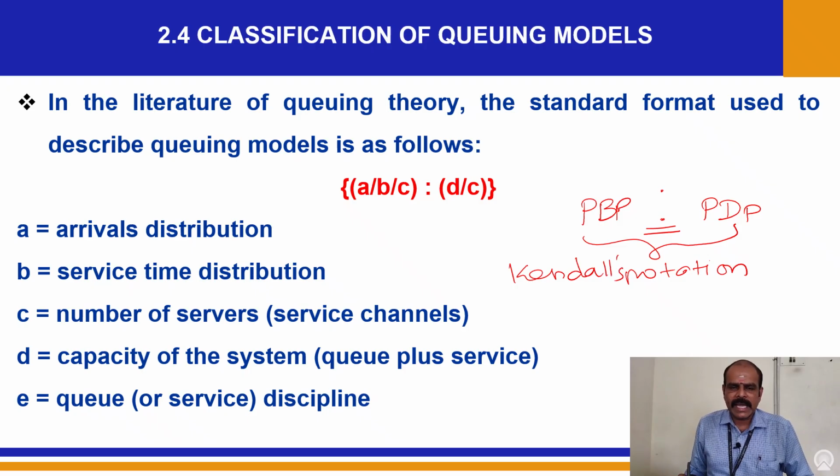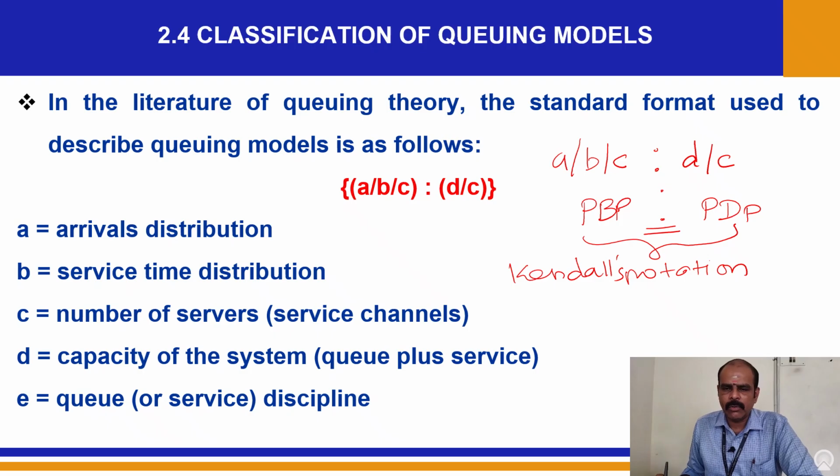Now what are the three elements present here? A slash B slash C in the birth part, and in the death part it is D slash C. In some cases even E might come, based on the speciality; it may or may not be there. In some cases C will be replaced by E based on the necessity. Now A is the arrival distribution, which by default we assume to be a Poisson distribution. B is the service time distribution, and C is the number of servers. A minimum of one server should be there, only then is it considered a queue.